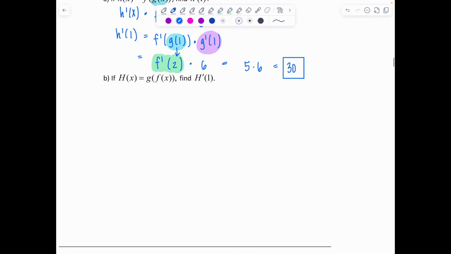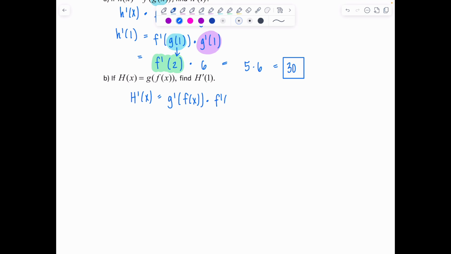Okay, here we go. Capital H of x is g composed with f of x. Find h prime of 1. Same idea, they just switch the order of the composition. So write the formula first for h prime of x. Don't substitute in 1 just yet. If you plug in 1, you're going to get a constant, and then the derivative of a constant is 0. So you never plug in the specific value for x until after you've done your calculus. Okay, h prime of x is going to be g prime of f of x times f prime of x.